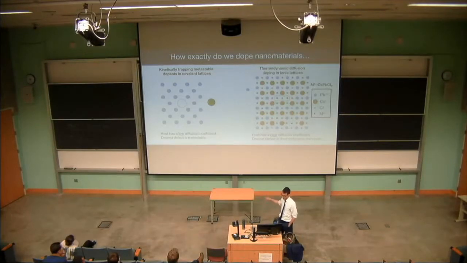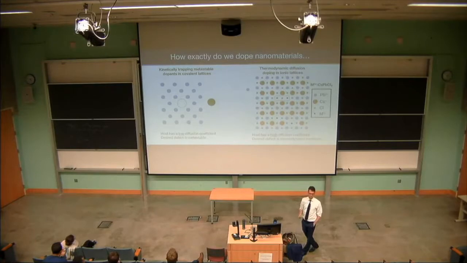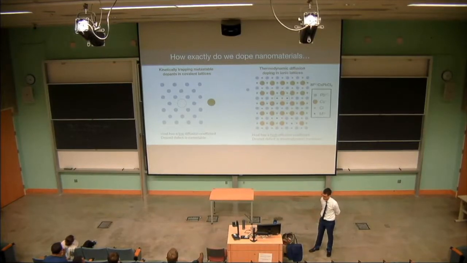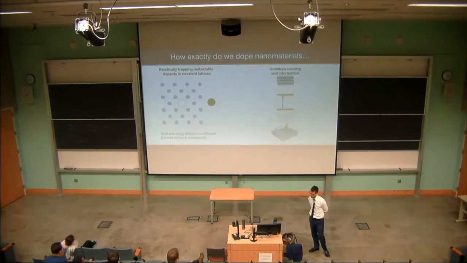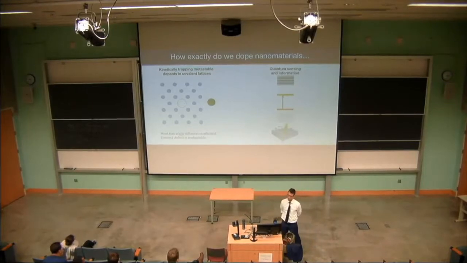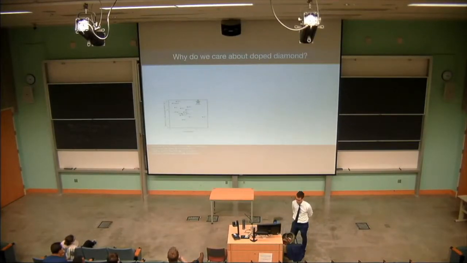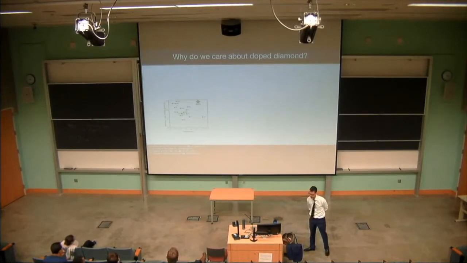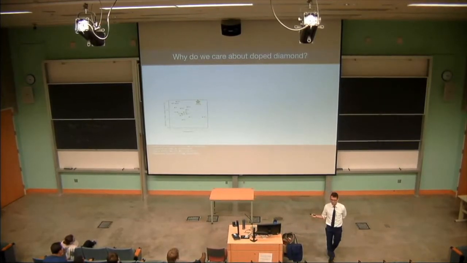But first I'm going to talk about this case on the far left side, where you have materials that have very low diffusion coefficients. And the example for this in particular is diamond. And the application of this doped diamond is largely quantum sensing. So first, why do we care about doped diamond? I gave it away a little bit. We care about it in part because of quantum sensing and quantum applications.